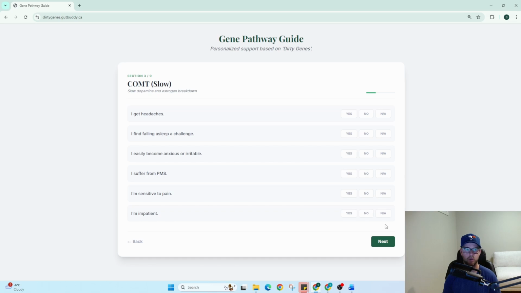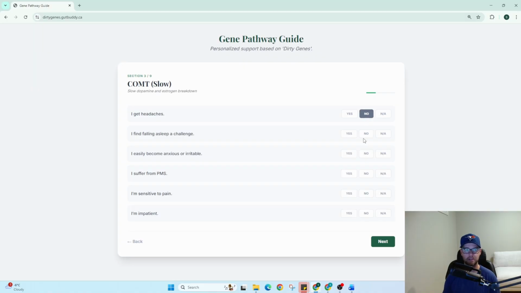In this section, we have COMT slow. This is the first of 2 genes that actually have a variation, one for slow, one for fast. COMT breaks down dopamine, estrogen, and a few of the other things in your body. First question, I get headaches. I'm going to answer no to that.